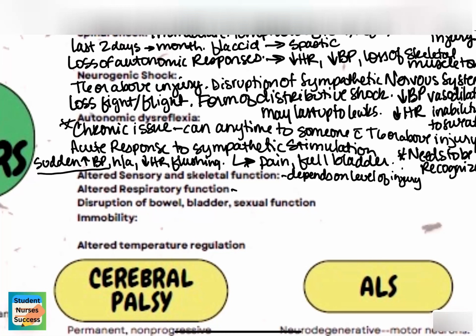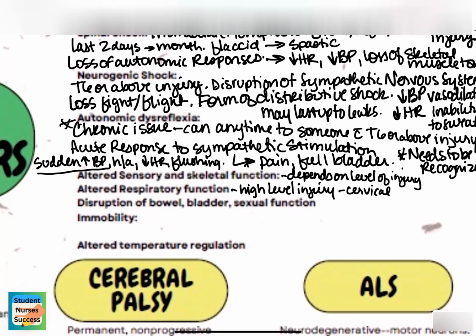In some individuals, there may be altered respiratory function. We see this mostly in high-level injuries, maybe cervical injuries, where they're unable to maintain their respirations and they may need ventilatory support. There's often disruption of bowel, bladder, and sexual function.